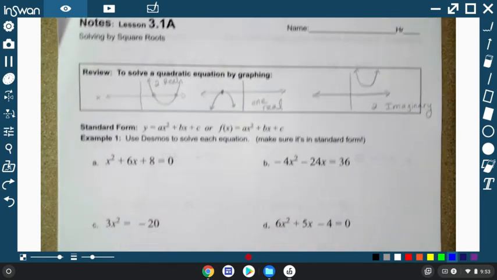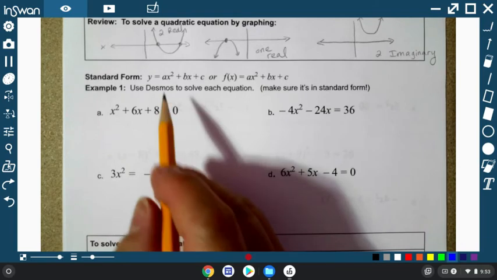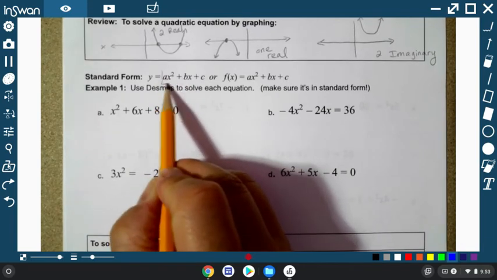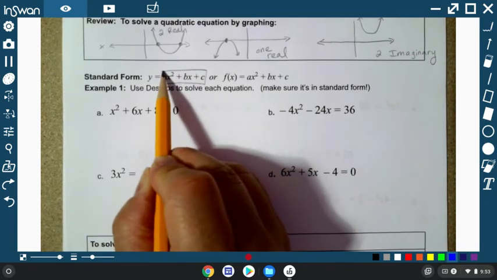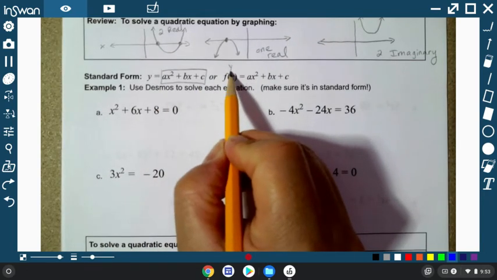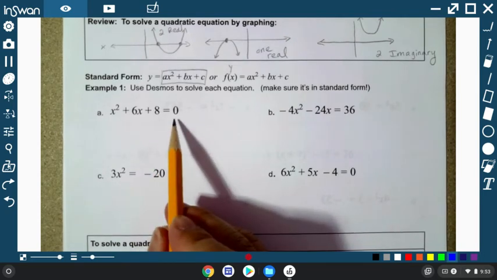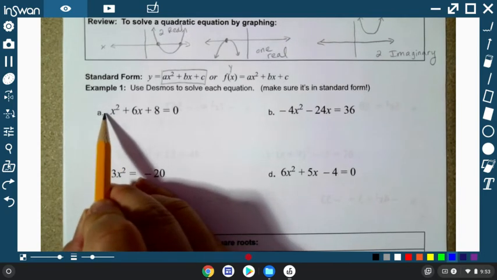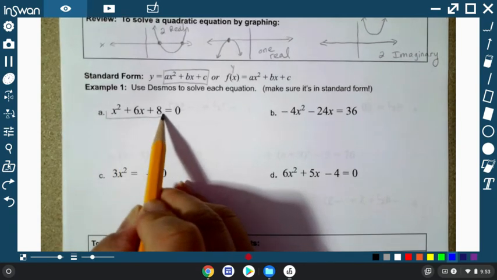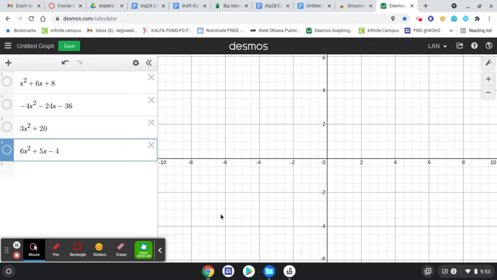So just to quickly review, we're going to use Desmos to solve each equation. Whenever you're typing this into Desmos, make sure that everything is on one side of the equation. So if the equation has y on it, you type everything on that side. Remember, f of x is just like y. If the equation doesn't have y at all, it should be set equal to 0. So we're going to go to Desmos and type this in. Pause the video. I'm going to switch over to Desmos and show you what that would look like.